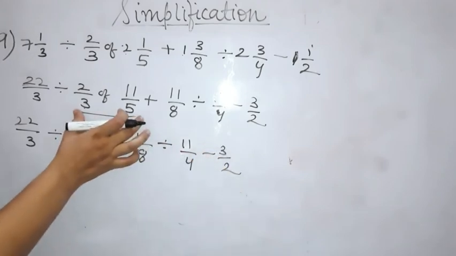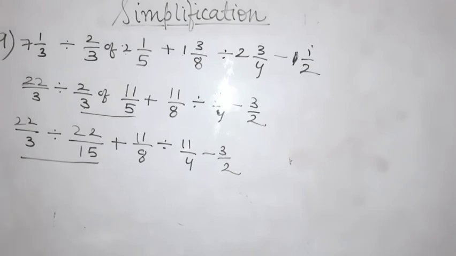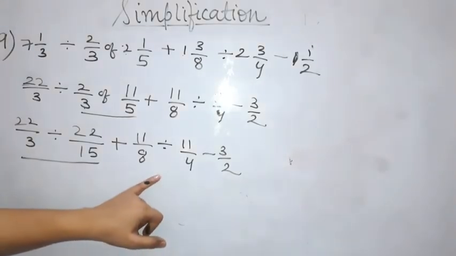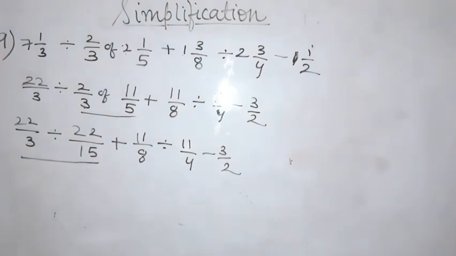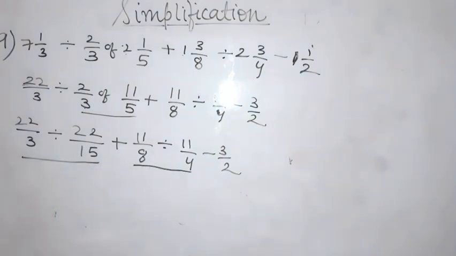Now after off we have to solve division. So there are two places where we can see division, this place and this place. So we will solve both the divisions together. Now how do we divide two fractions? What are the steps involved? If you know the answer, you can comment down in the comment section.